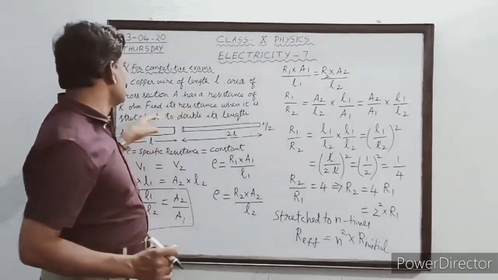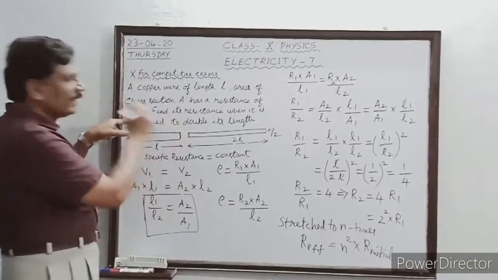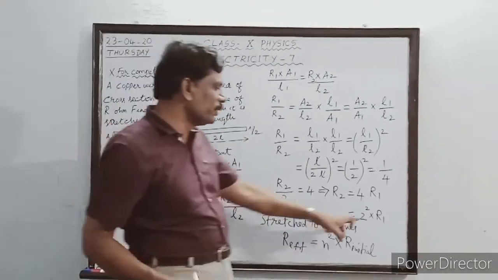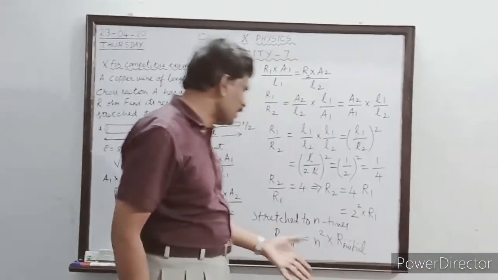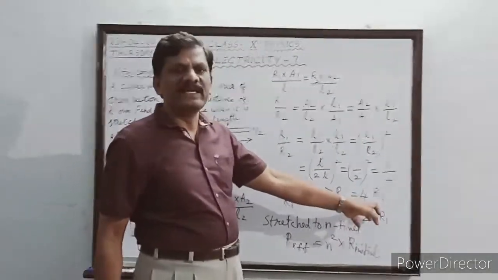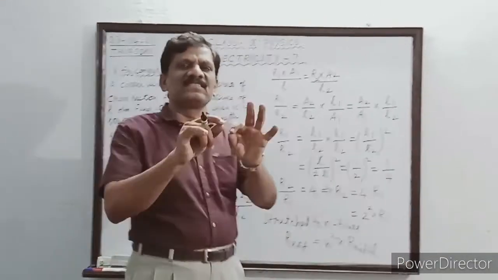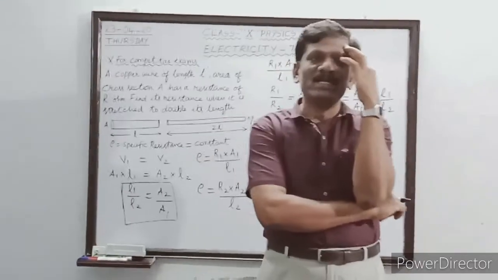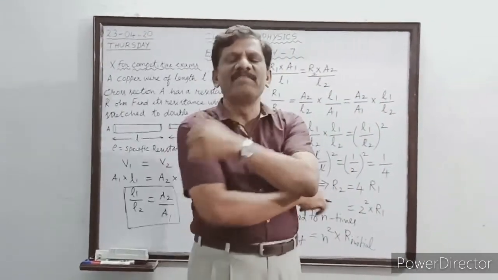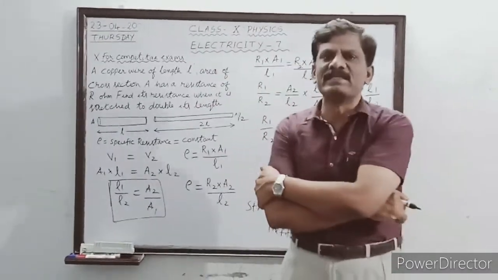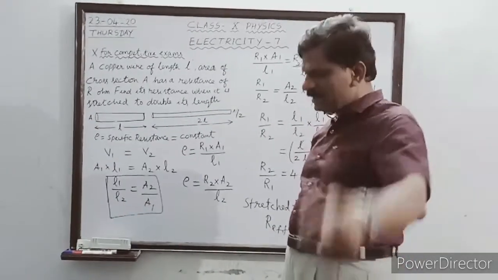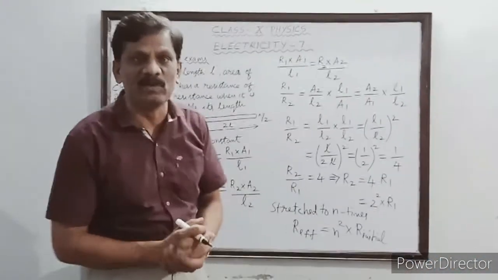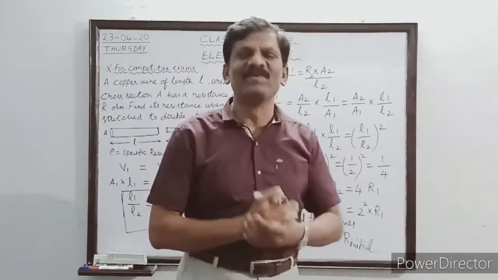If the initial resistance is R ohm, when the length is doubled, 2 square times the resistance will increase. So the new resistance will be 2 square times the initial resistance, which is 4 times the initial resistance. Suppose the wire is stretched to 3 times, what should be the value of new resistance? Good, 3 square into R, that is 9 times R. If the wire is stretched to 4 times, what will be the new resistance? Excellent, 16 times the initial resistance. In general, if it is stretched by n times, the new resistance will be n square times its original resistance. So let us stop with this lecture today.